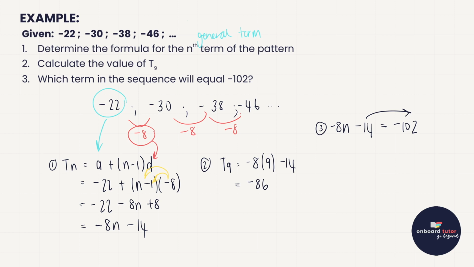So we'll take that minus 14 over. We'll have minus 8n equals, it's going to become plus 14 on the other side. And then we will simply divide both sides by minus 8. And I end up with an answer of n is equal to 11. So therefore, the 11th term will equal minus 102.